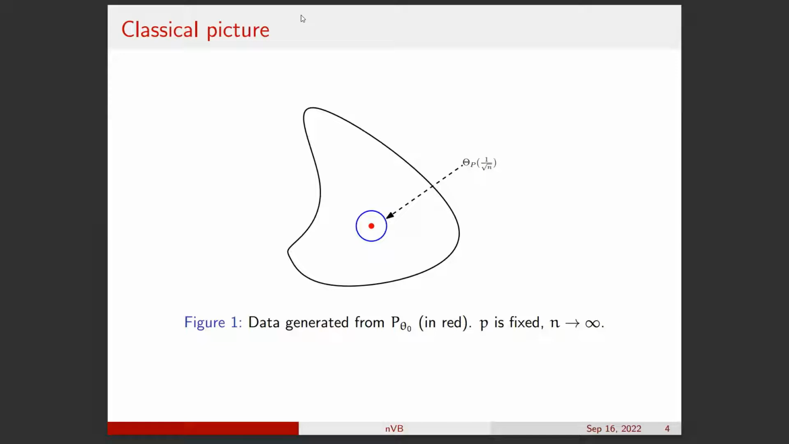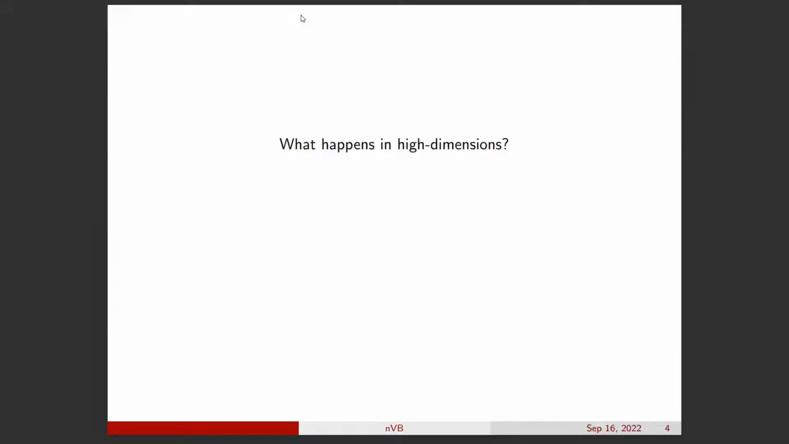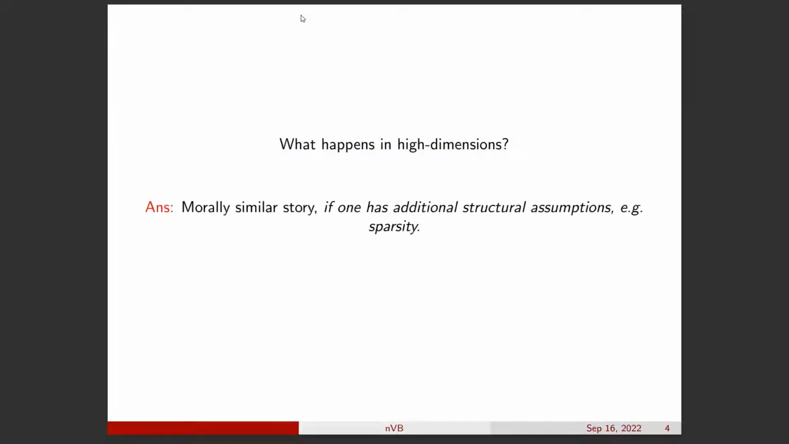Okay, so this is good, but now you say, okay, this is sort of a low dimensional regime. In modern applications, we routinely run into high dimensional problems. So what happens in high dimensions, right? Something morally similar happens if you have sort of enough signal strength in your data to have sort of consistency and contraction. Okay.